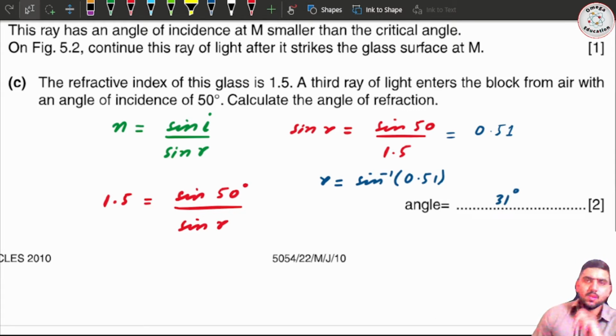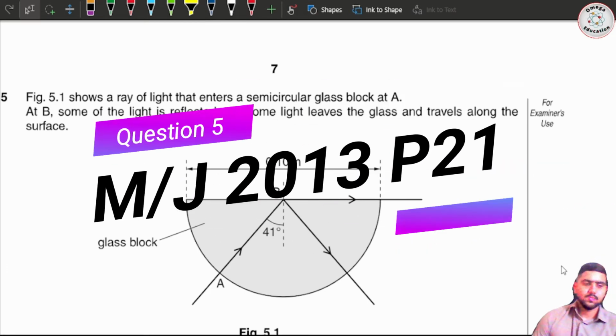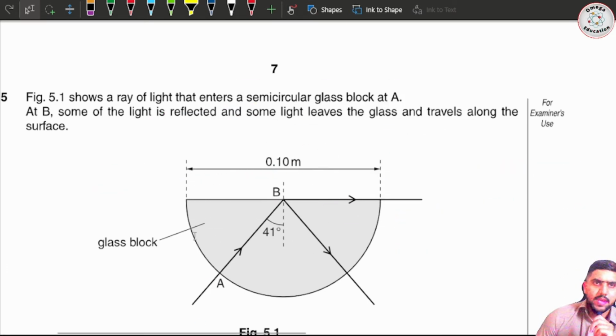But since you don't need to find the value of sine r, rather you need to find the angle of refraction, you have to take sine inverse on both sides, and sine inverse of 0.51 would be 31. In two significant figures it would be 31, followed by the unit of the angle, in this case degrees. Alright, and then we have the next one, question number 5.